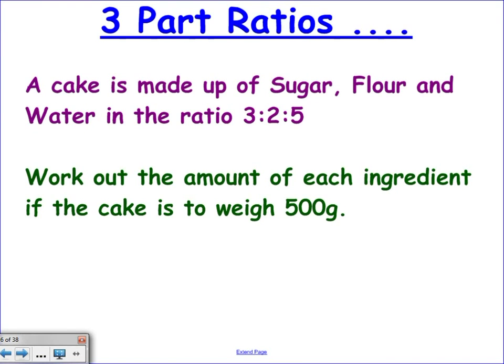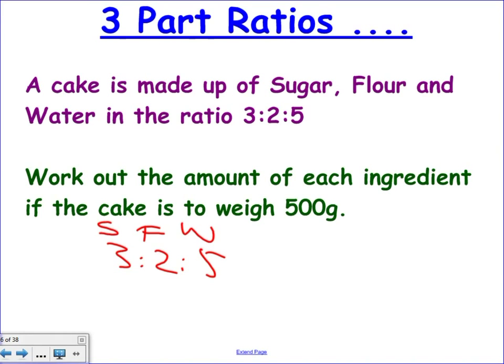So how do I lay this out then? What am I going to write down? 3, 2, 5. What's above them? Sugar, flour, water. So that you don't get anything mixed up. Yeah? So don't confuse yourself. Before you answer the question, write your ratio down.